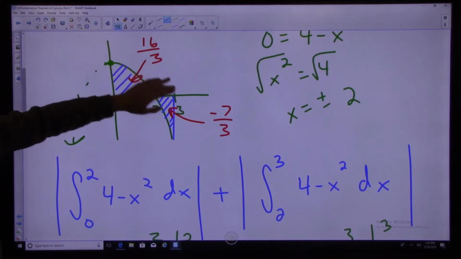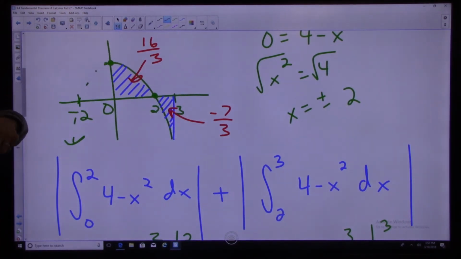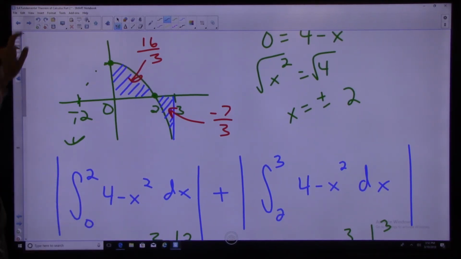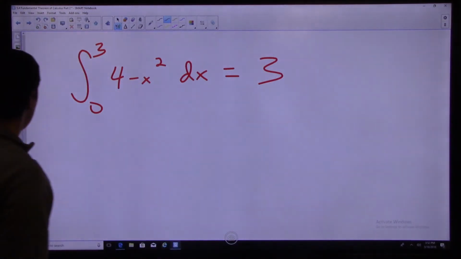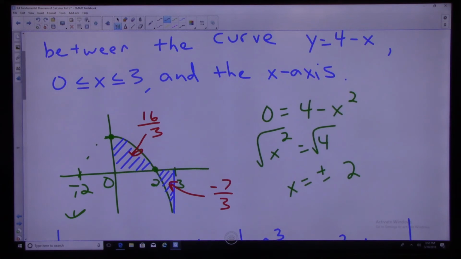So it would have been 16 thirds minus 7 thirds, or plus negative 7 thirds. And that would have given you, isn't that just 9 thirds, which is 3? So that area would have been 3. Okay, I want to make sure I'm doing that right. 16 minus 7, yeah, that's 9. 9 thirds. Okay, so it'd be 3.